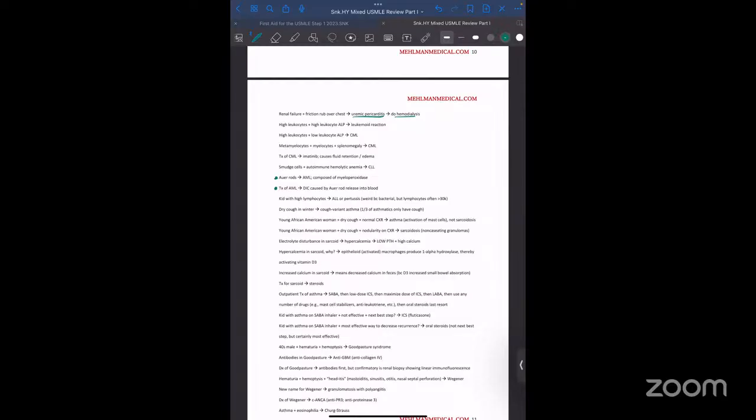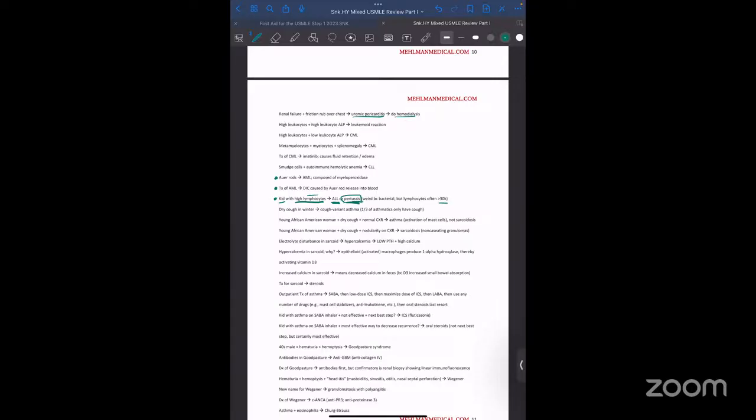Kid with lymphocytosis, ALL, or pertussis. Weird because it's bacterial. Yes, pertussis is bacterial, but it causes high lymphocytes, often more than 30K. ALL is less likely in adults, so it's usually in kids. Or pertussis, because why is this weird? Because it's bacterial, but it's causing lymphocytosis, which is usually viral.